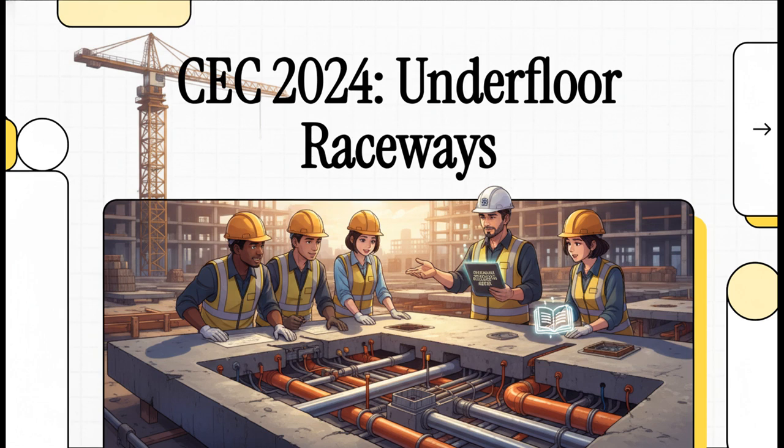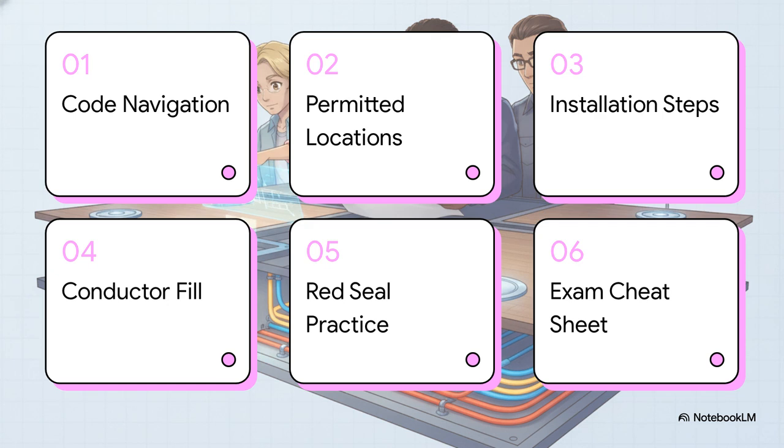We're not just going to sit here and memorize rules, guys. We're going to really understand how this actually plays out on a real Canadian job site, so you can build it right, sail through your inspections, and absolutely crush that exam. Okay, so here's our roadmap for this explainer. We're going to hit code navigation, then permitted locations, installation steps, conductor fill, some Red Seal practice questions, and we'll wrap it all up with an exam cheat sheet.